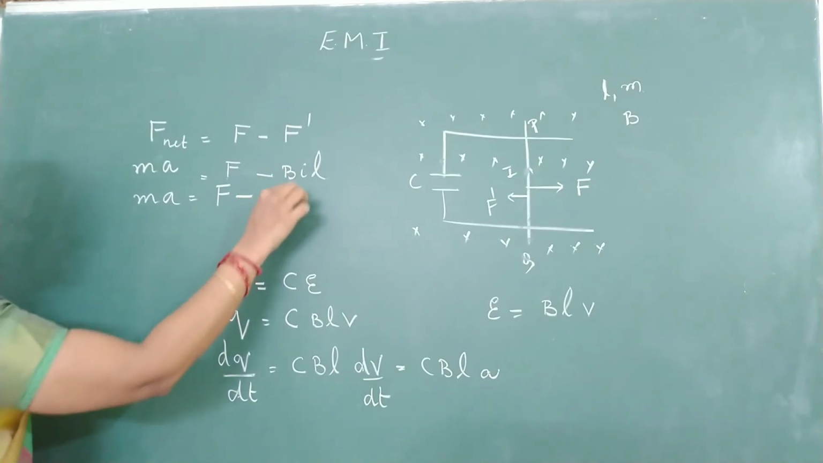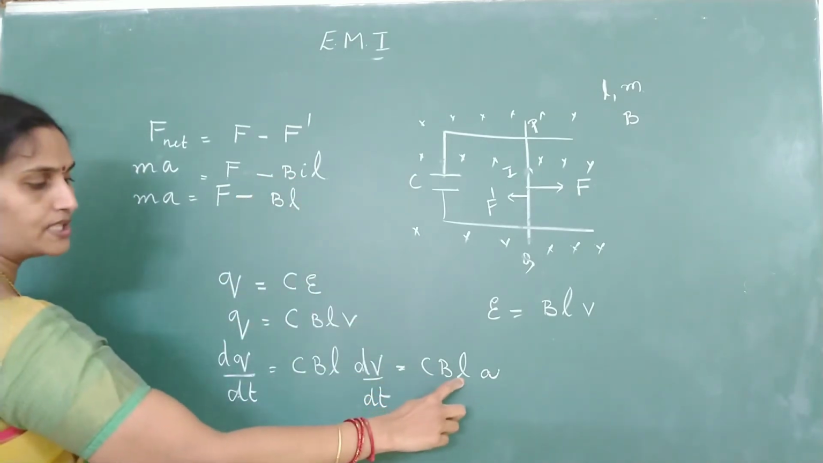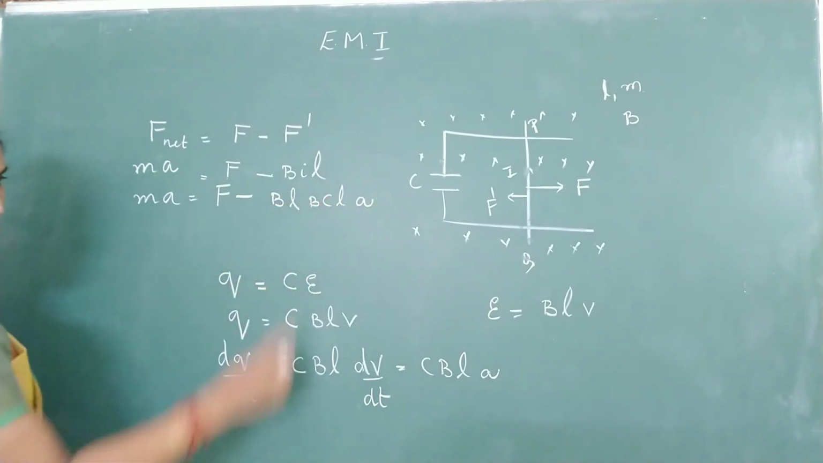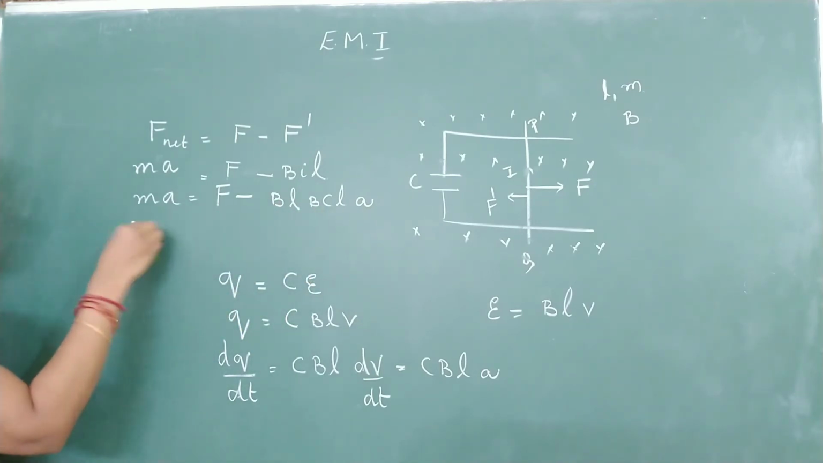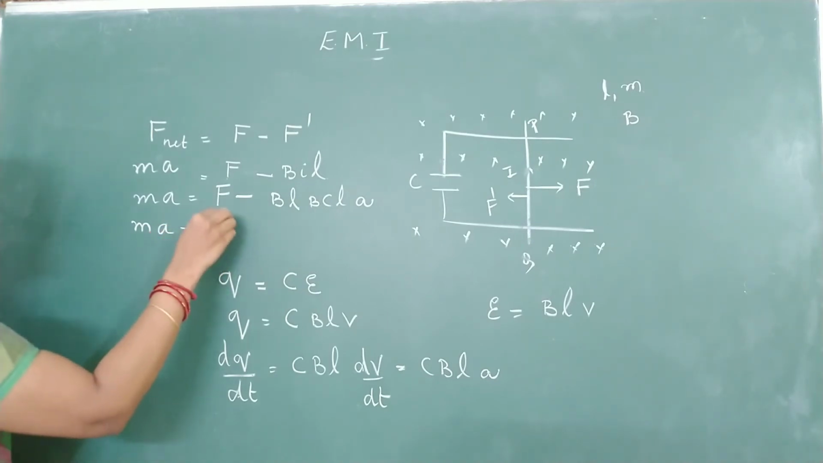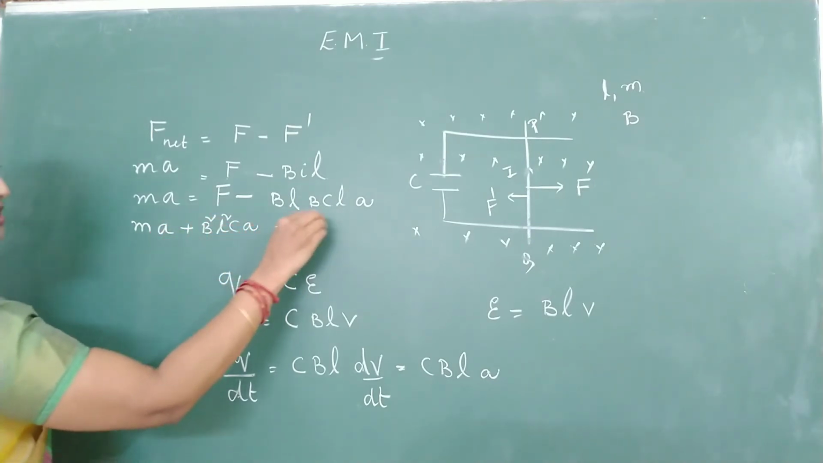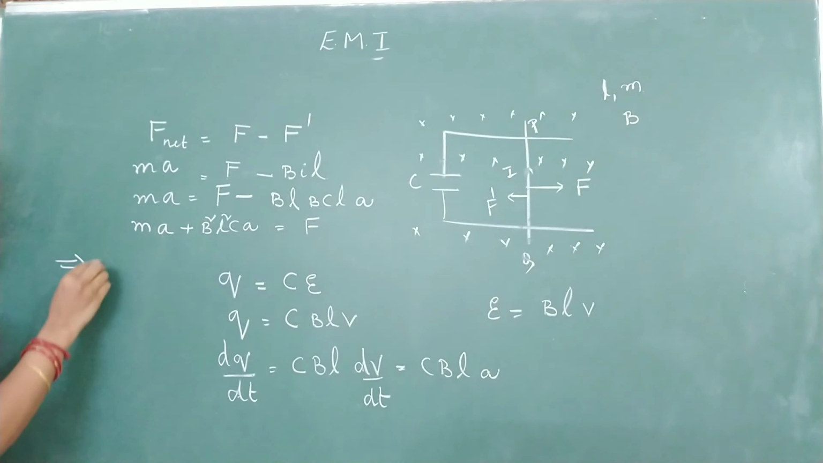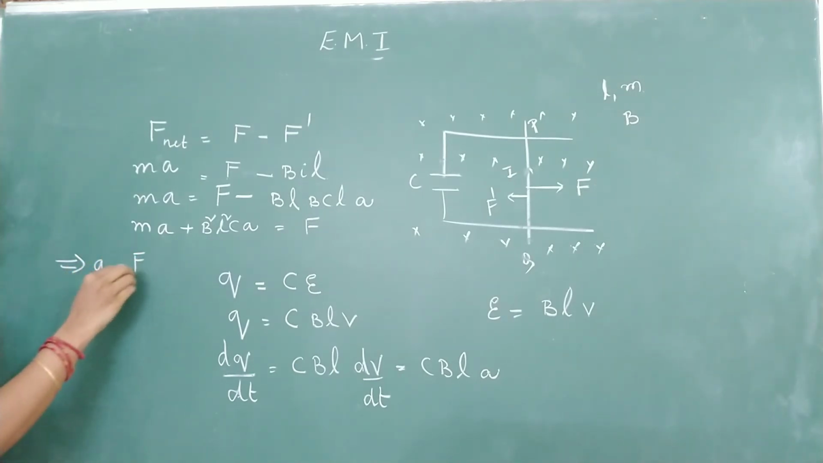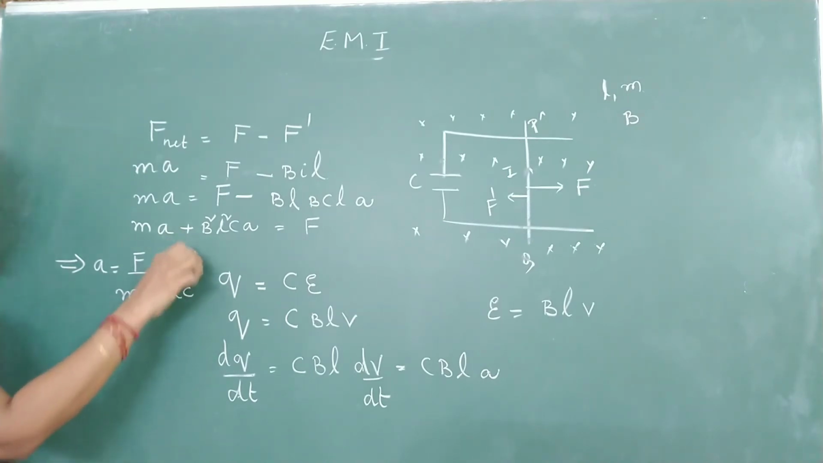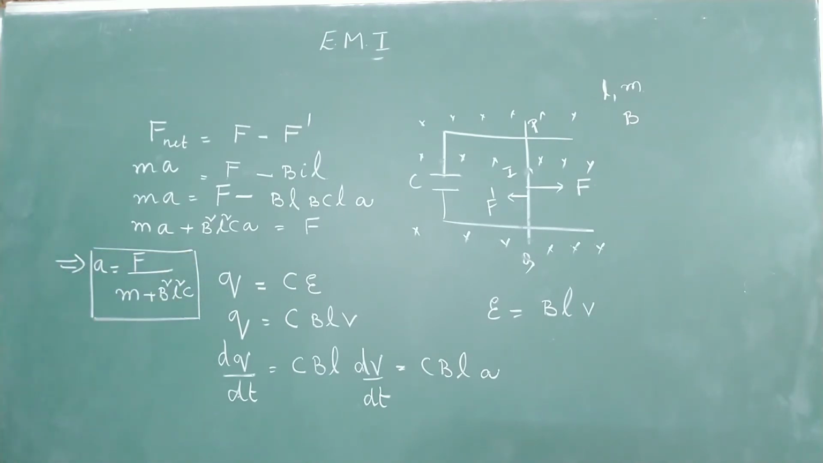The opposing force is B into L into the current we have got, which is B C L into a. So B C L into acceleration gives B square L square C into a. Bring all the a's to one side: M into a plus B square L square C into a should be equal to capital F. If you take out acceleration common, the acceleration is F by M plus B square L square into C. This term gives you the acceleration of the metal rod.